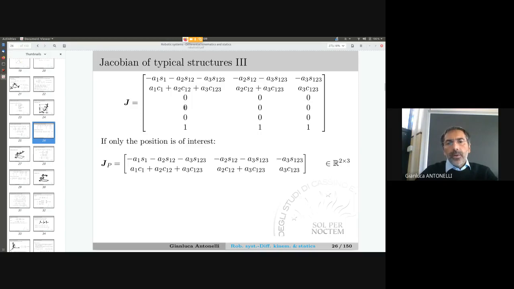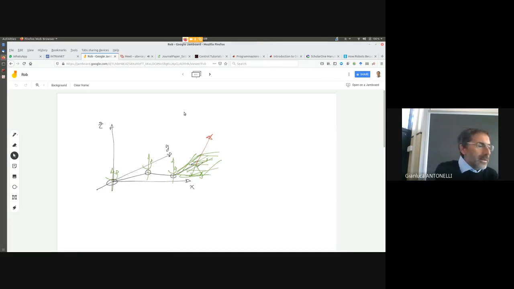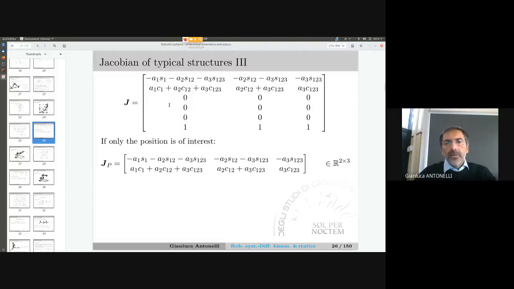Concerning rows 4 and 5, the angular component, well, easily, the only component that I can achieve for the angular velocity is aligned with Z. But I cannot rotate around any other axis that is not one of the axes of the three joints. Okay? So this is the meaning of the zero.